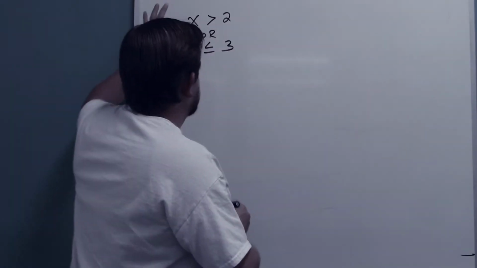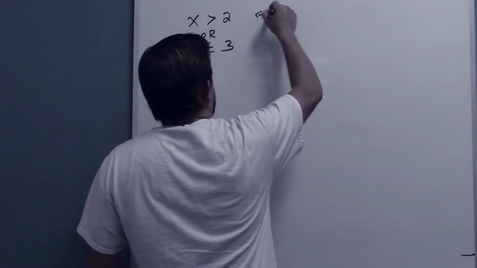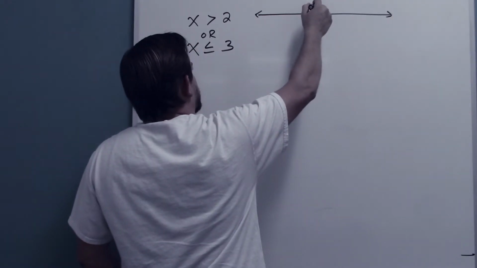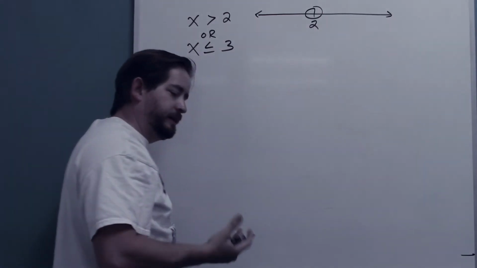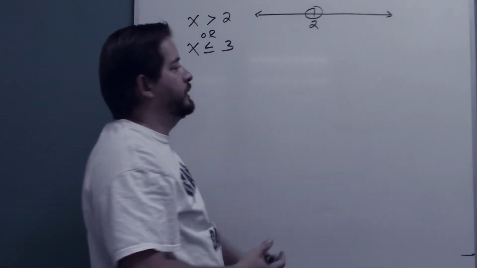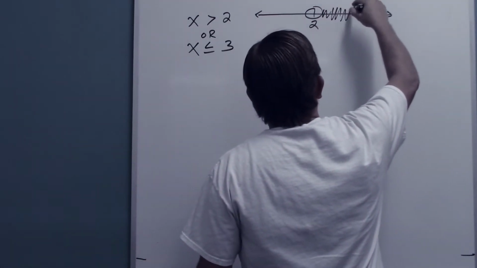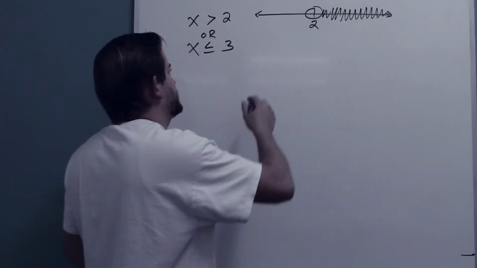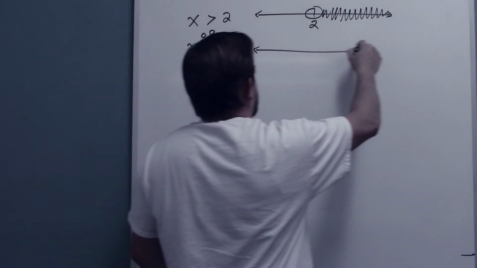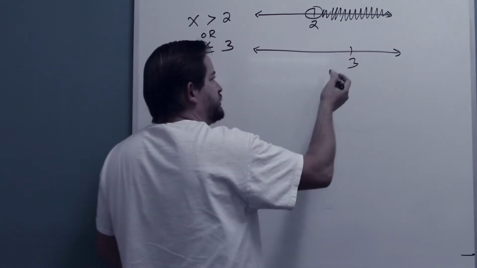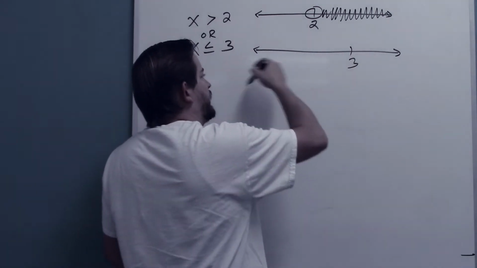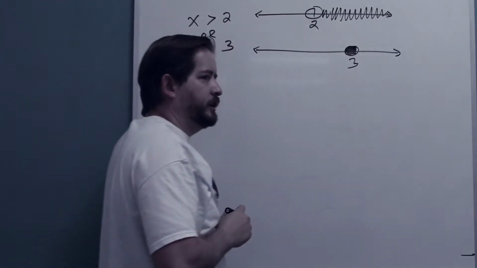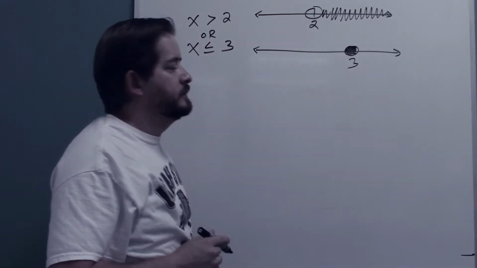If I graph x is greater than 2, there's a 2 somewhere on it. It's strictly greater than, so it's an open circle and then shaded to the right. Those numbers. X is less than or equal to 3. Well, 3 is to the right of 2, so pick a spot to the right of 2 and call it 3. And it's less than or equal to, so since it includes that 3, it's a filled-in dot and shaded to the left.